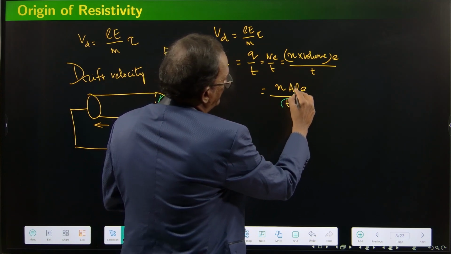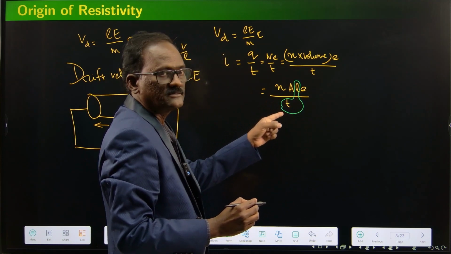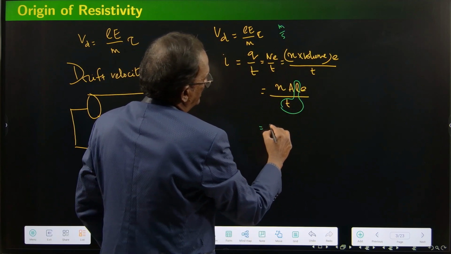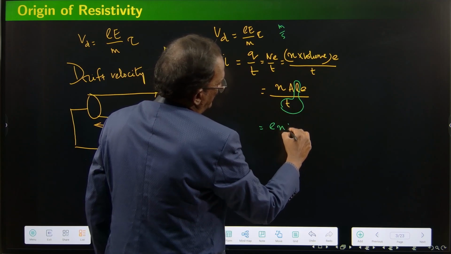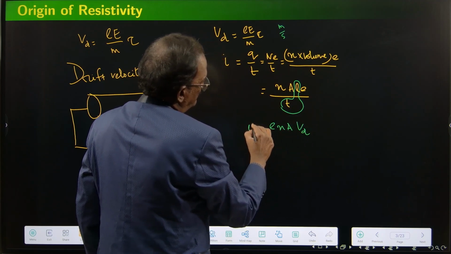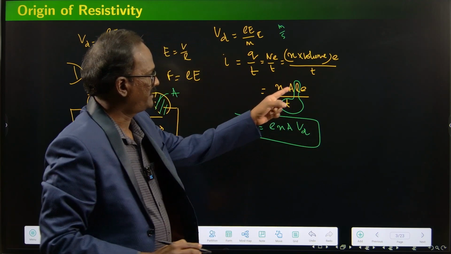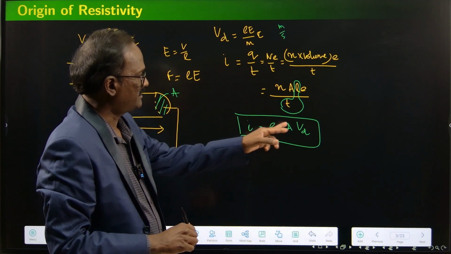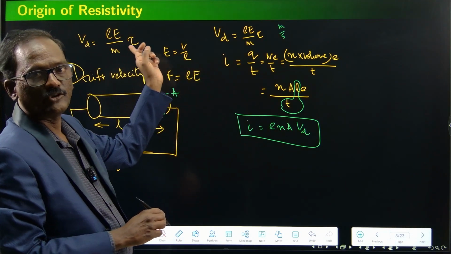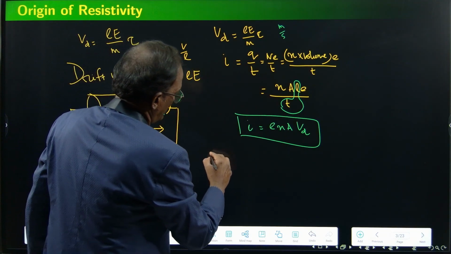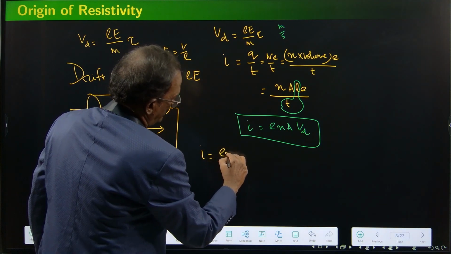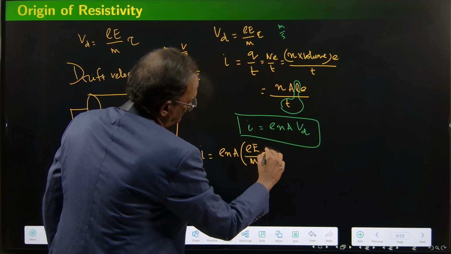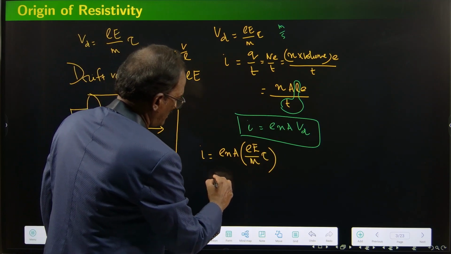This L by t is nothing but meter per second. Drift velocity, its unit is meter per second. So n e A Vd. I is equal to n e A L by t, and L by t is Vd, the equation for current. Then again I will replace the Vd with our original equation, the first equation, right? I is equal to n e A into eE by m tau.